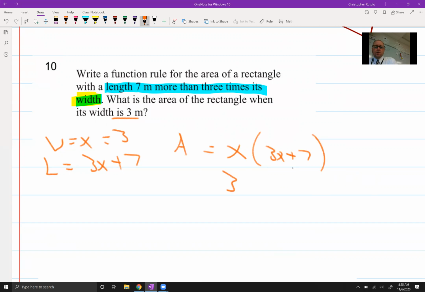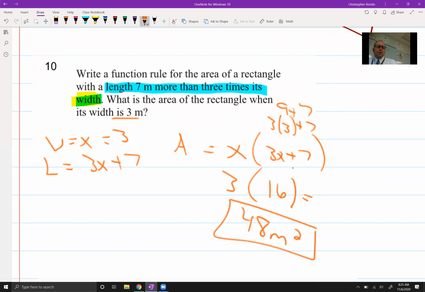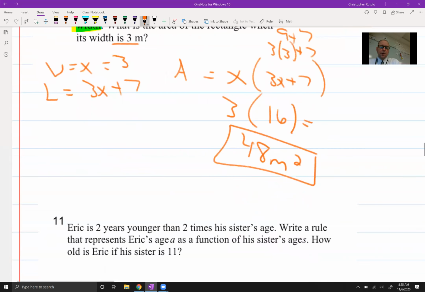So if I know this is 3, this is also 3. So I'm going to get 3 times 3 plus 7. So that's 9 plus 7. So I can make this into 16. So we need 16 3 times, which would get us to 48. This was in meters, so we'll say meters squared. Okay, but again, the most important thing is that setup. We have highlighted, we're looking for the thing on the end, that is x. That's how we deal with comparisons.